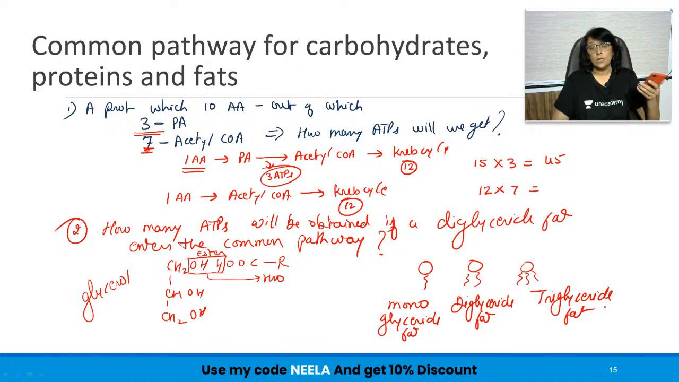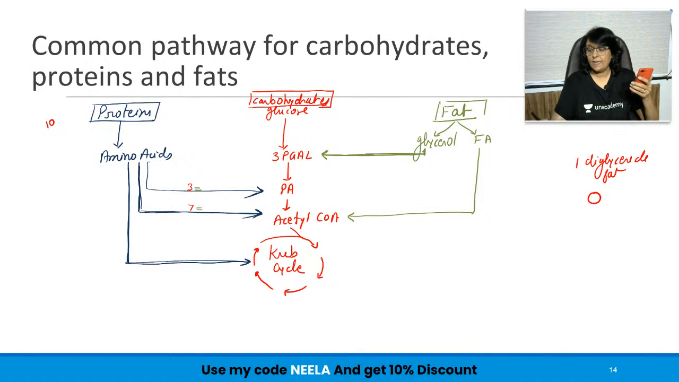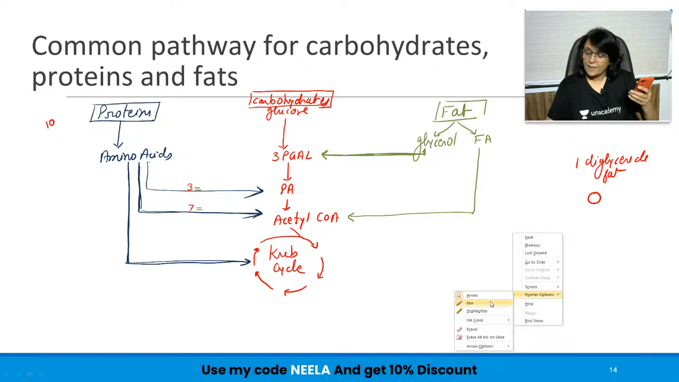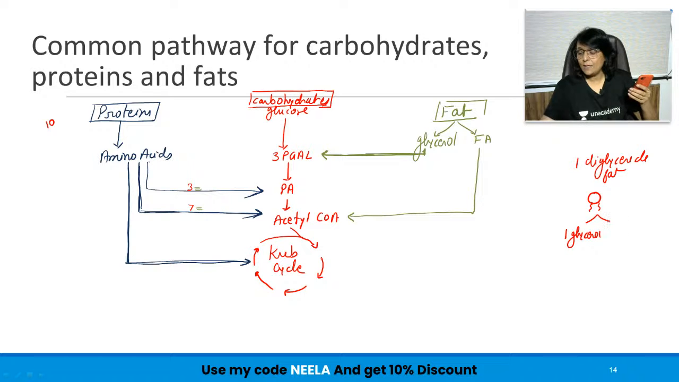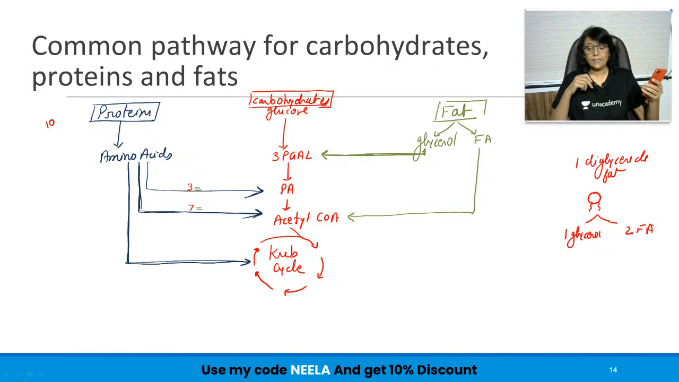Okay? So now the question was that if a diglyceride fat is broken down through this pathway, then how many ATPs will we get? So if this fat is broken down, you will get 1 glycerol and you will get 2 molecules of fatty acids, because this is a diglyceride fat. Now where is glycerol joining? Glycerol is joining at PGAL. Herein is saying 44 ATP. From 1 diglyceride fat we will calculate.